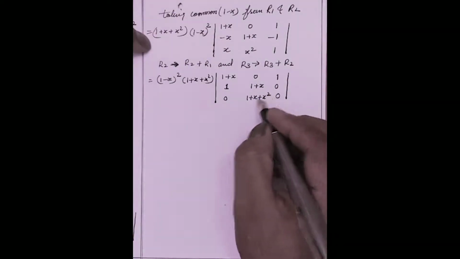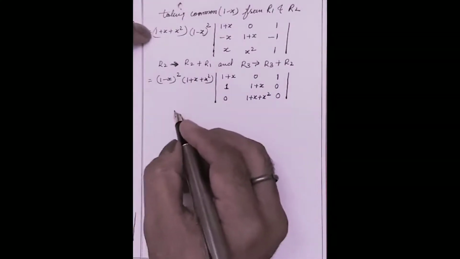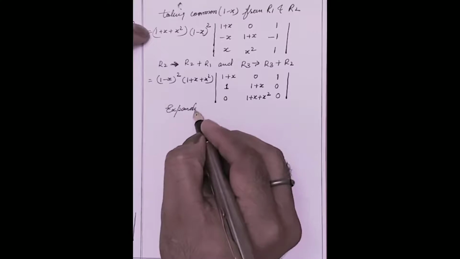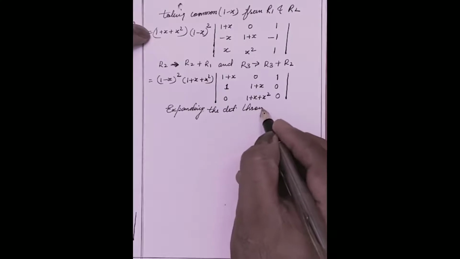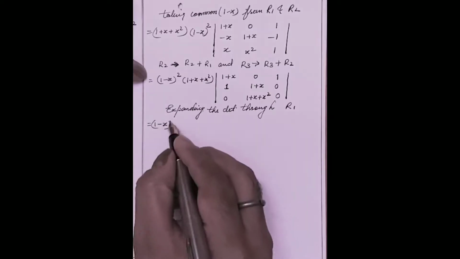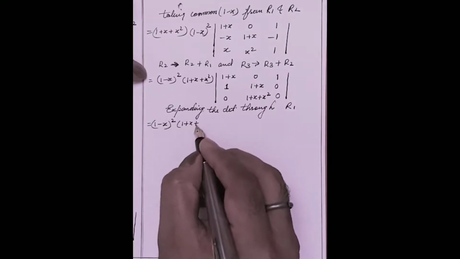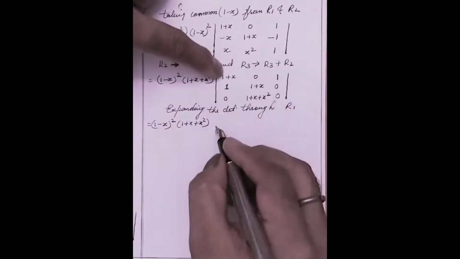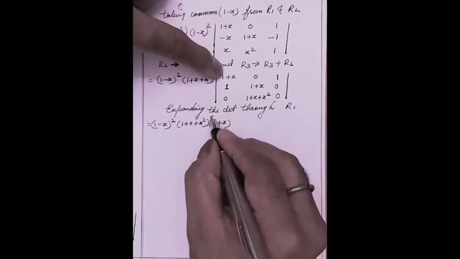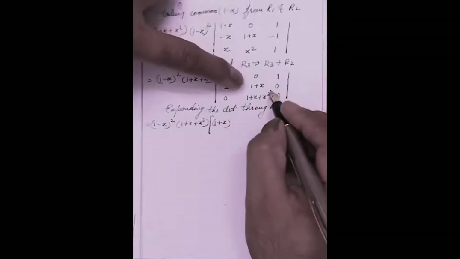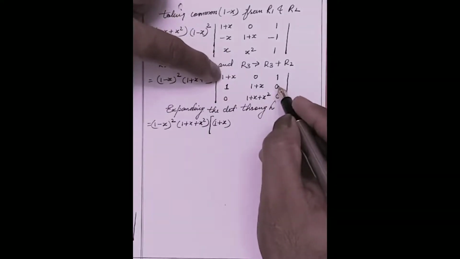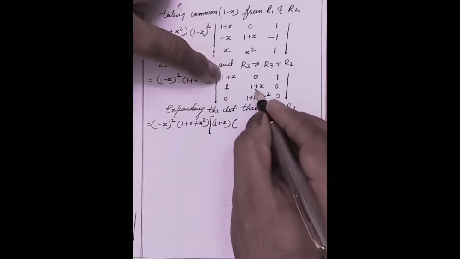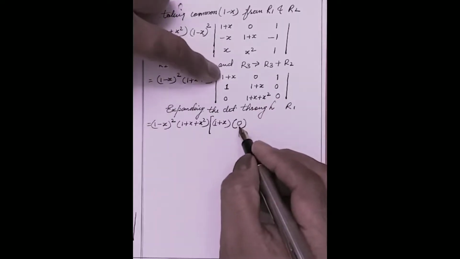Now we don't have any other option than expanding it, so we'll write expanding the determinant through R1. We get 1 minus x whole square outside, 1 plus x square, and here we have 1 plus x outside, leaving this 2, and then 1 plus x into 0, 1 plus x square into 0. So 0, 0 minus 0, 0 inside.